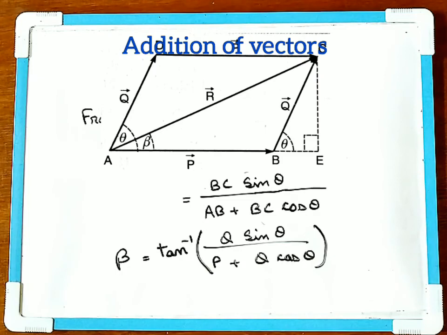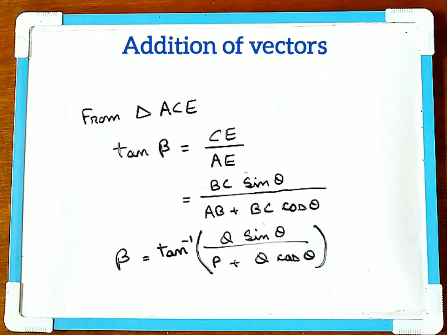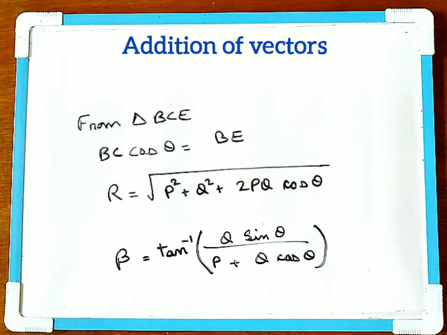The magnitude, remember, this is very important. The formula you'll be using in class 12 also. The magnitude of the resultant of two vectors P and Q is equal to square root of P square plus Q square plus 2PQ cos theta, and theta is the angle between the two vectors.